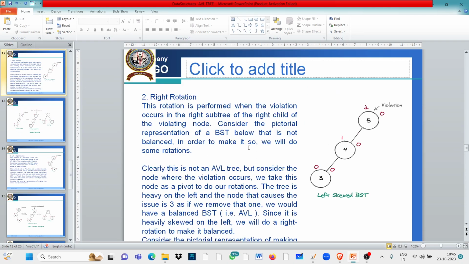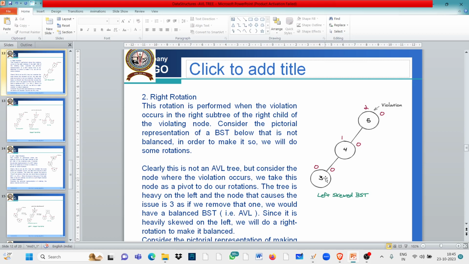Then we go for the right rotation. Suppose we have a left skewed BST, that means I have the root node, it is 5, then I am inserting 4. 4 being less than 5, it will come to the left. Then I want to insert 3, so 3 being less than 4 and less than 5 means it will come to the left, less than 4 means it will come to the left, right?